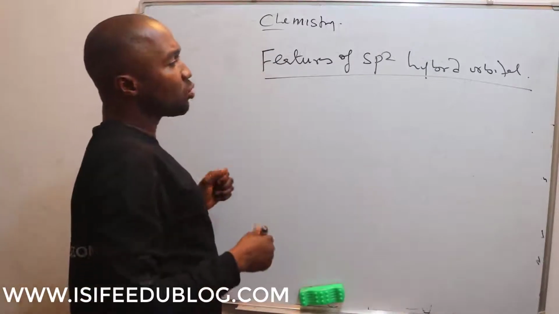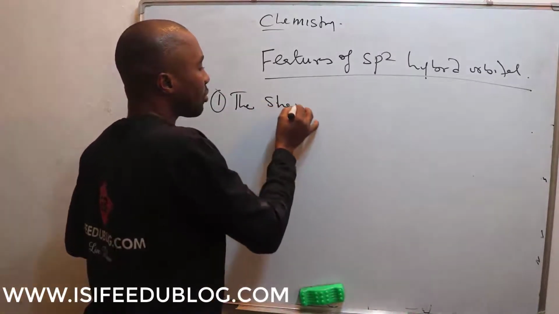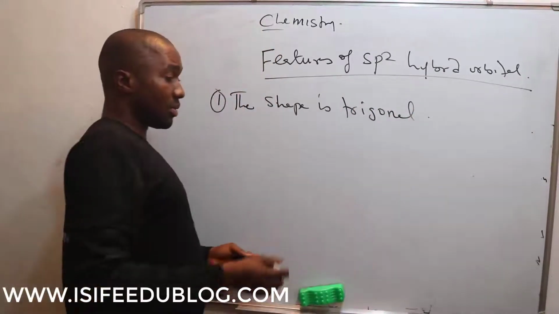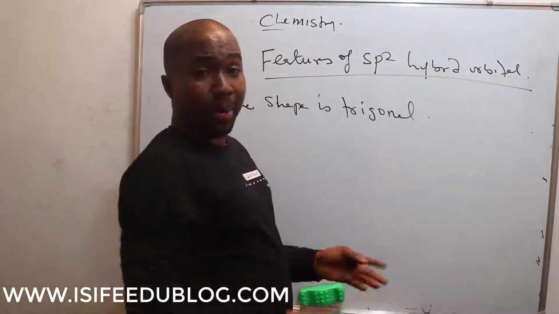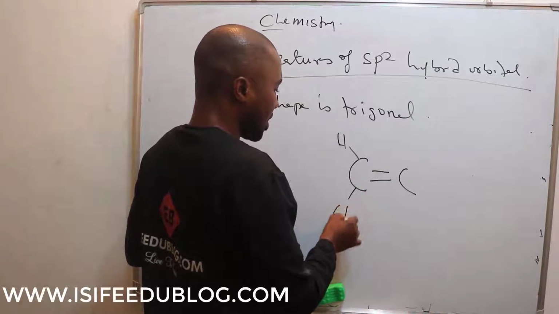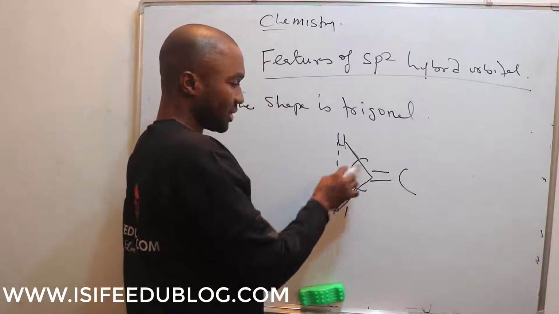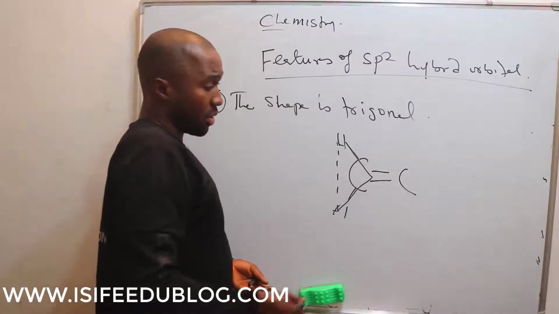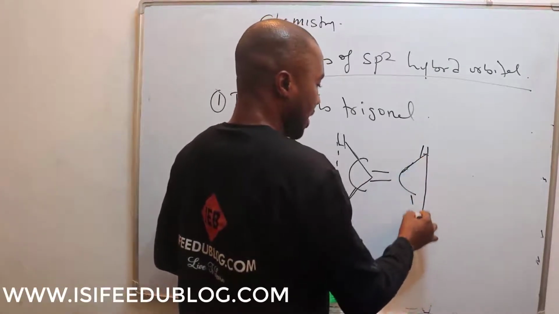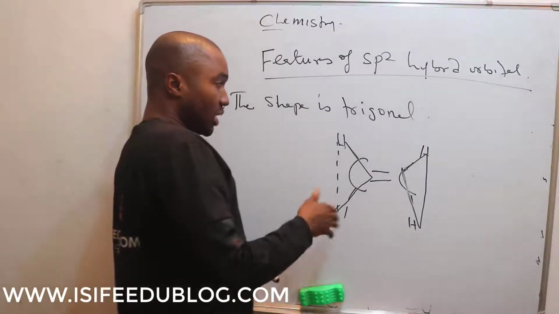The features of SP2 hybrid orbital: number 1, the shape is trigonal. That is in form of triangle, like we have, or you can say trigonal planar. We can have something like this: hydrogen, hydrogen. If you complete this, it's like a triangle. You have this. This is like a triangle. It's trigonal shape. You can also have something like this. If you complete this, it is like a triangle. That is trigonal shape.